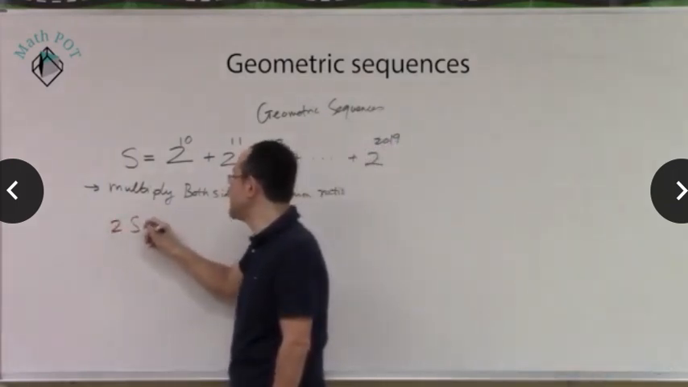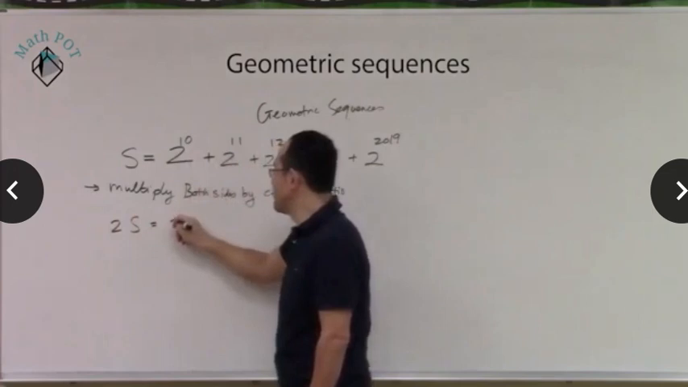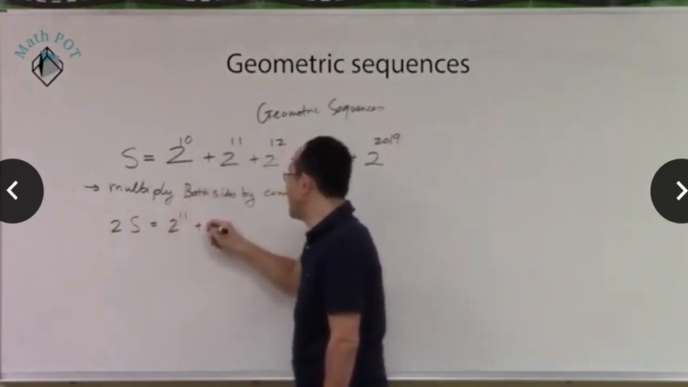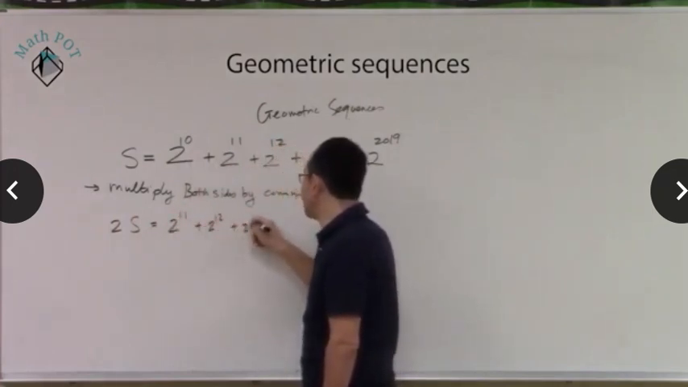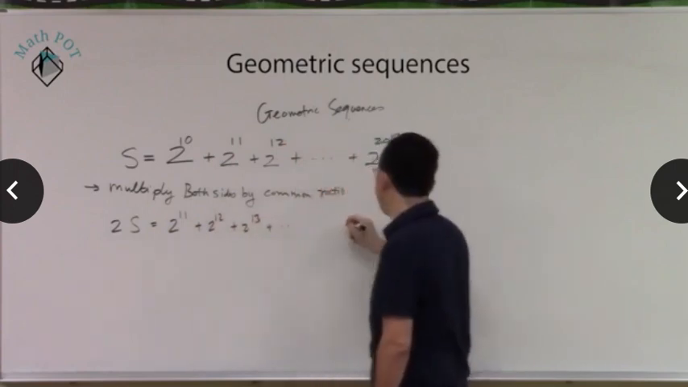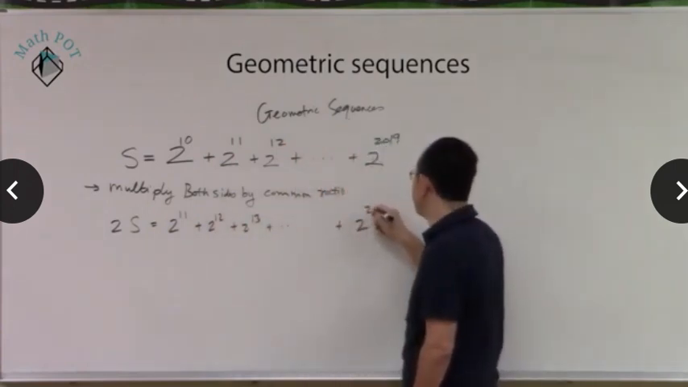Let's see, this is 2S, of course, equals what? This equals 2 to the 11th power, of course, 2 to the 12th, and 2 to the 13th. Of course, the last one is what? The last one is 2 to the 2020th power.